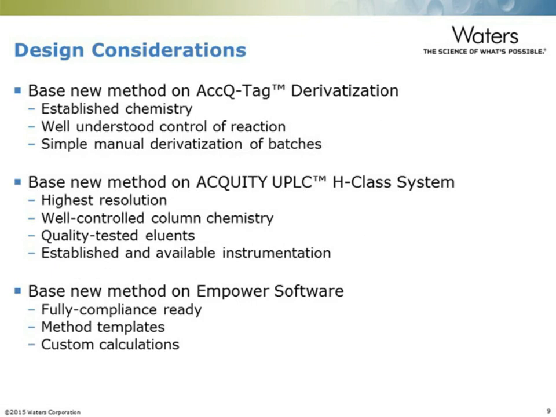When we embarked on our work, we wanted to have some fairly specific goals in mind. We wanted to use a well-established reagent, our AccuTag reagent, because we understood the reaction and how to control it. We wanted to use our ACQUITY UPLC system and H-class systems because we could get the highest resolution by virtue of using ultra-performance liquid chromatography. We also wanted to control the composition of the eluents so that the method could be effectively a turnkey method.